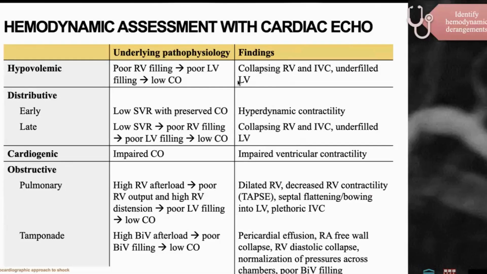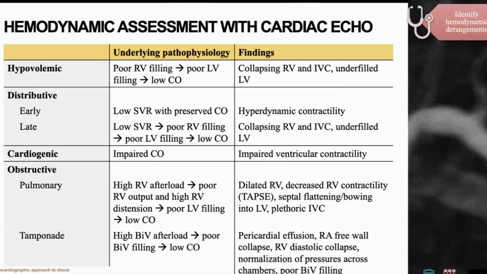So that makes sense. In distributive shock, like sepsis, a lot of times you're actually going to be hyperdynamic because your body is sending signals to the heart to become hyperdynamic, higher heart rate, kind of trying to tighten up the afterload, things like that. But in late distributive shock, it looks a lot like hypovolemic shock, right? So you're going to get a collapsing RV and IVC and an underfilled left ventricle. In cardiogenic shock, you're going to have impaired ventricular contractility. I mean, that kind of makes intrinsic sense.